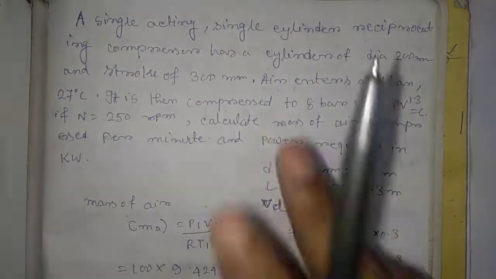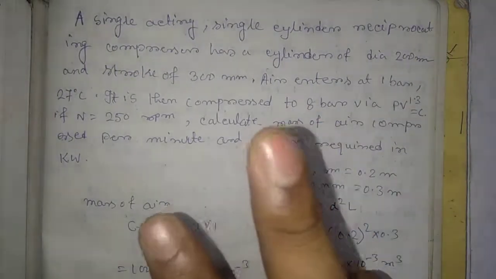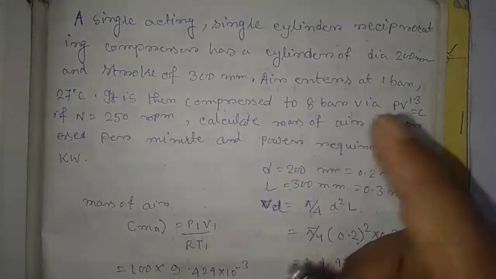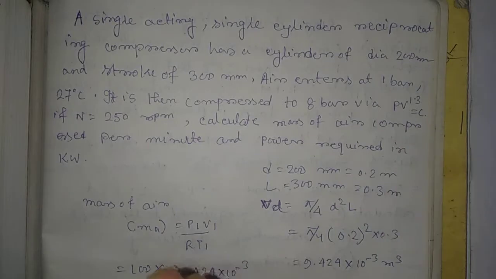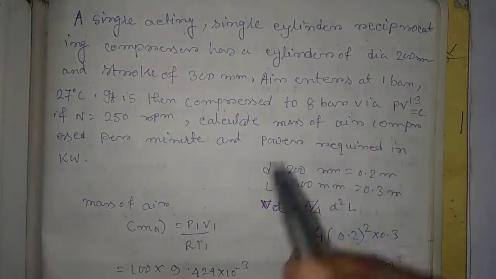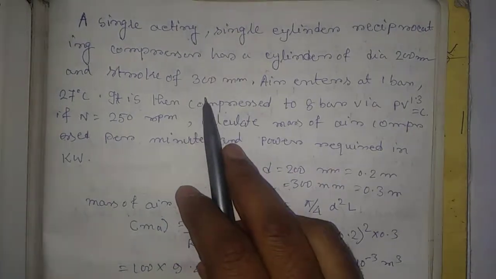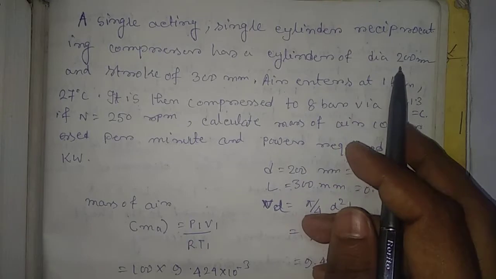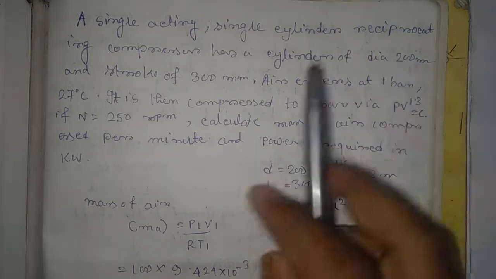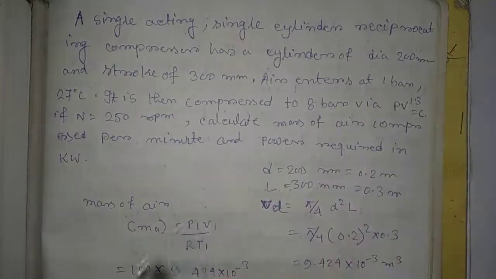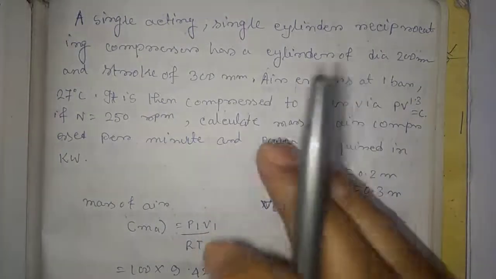The cylinder has two dimensions, one is the bore, another is the stroke. Bore is the internal diameter of the cylinder, and the stroke is the distance the piston can travel from top dead center to bottom dead center. So the stroke is 300 millimeter, and the bore diameter is given as 200 millimeter. It is a single acting single cylinder reciprocating compressor. These are the data given till now.